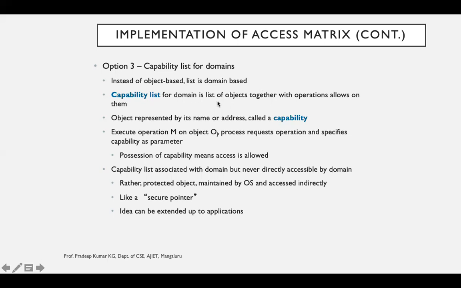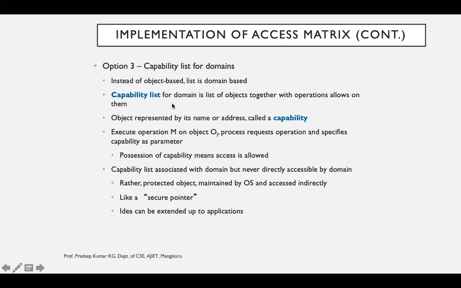Capability list for domain is a list of objects together with the operations allowed on them. Please remember this particular line, very, very important. It is again a form of list where each domain will have a list of objects along with its operations. That means one particular domain can access how many objects and in what format. That is what we are trying to say.